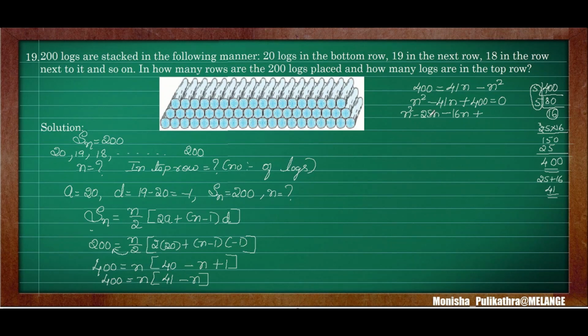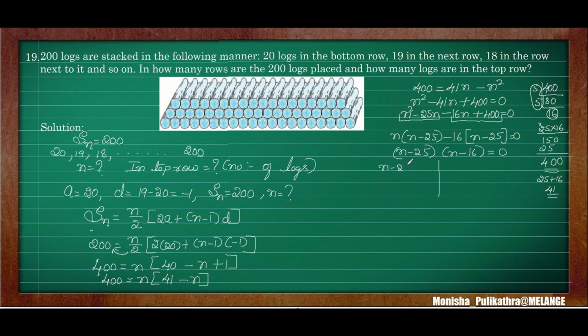So minus 25n minus 16n plus 400 is equal to 0. Now we need to take common terms by grouping. Here n is common, so the remaining is n minus 25. Here minus 16 is common, so the remaining is n minus 25. So we get two terms, n minus 25 and n minus 16. We need to equate them to 0.